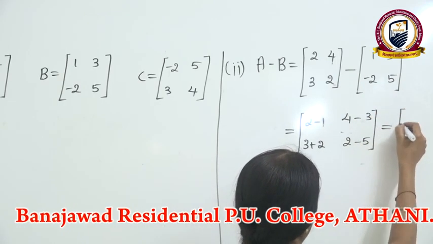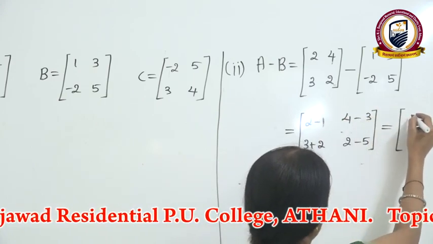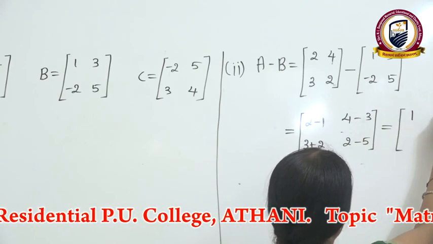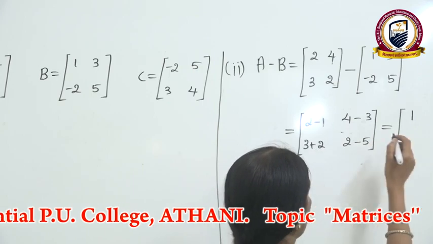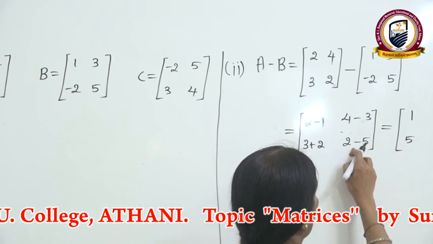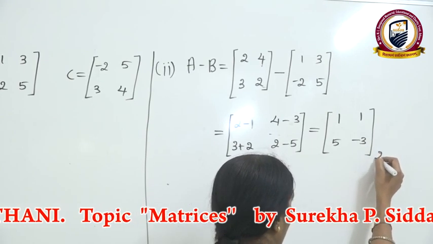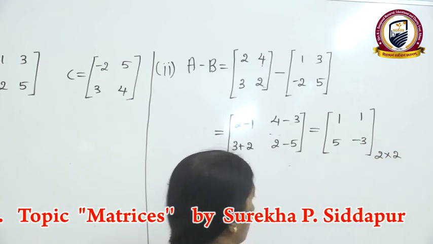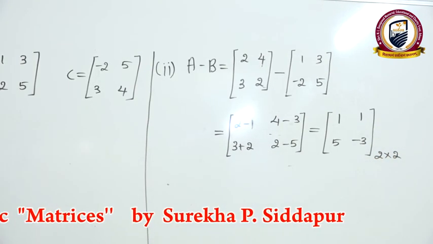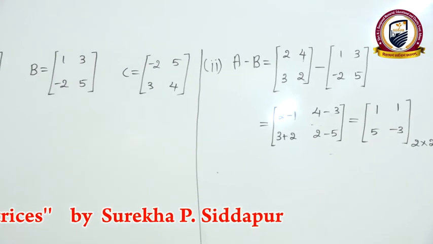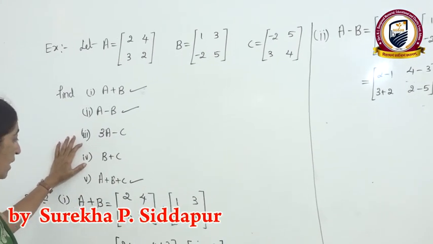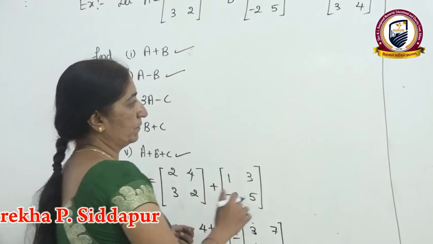Then simplify it. 2 minus 1 is 1. 4 minus 3 is 1. 3 plus 2 is 5. 2 minus 5 is minus 3. Again it also has the same order 2 by 2. See, tell me students, is it simple or what? Now the third and fourth will be the assignment. I am giving you the fifth one.